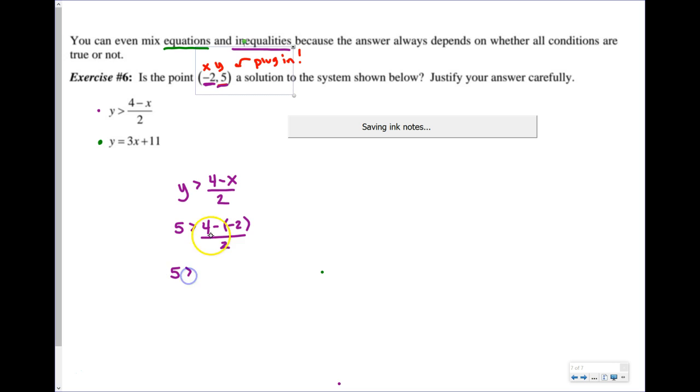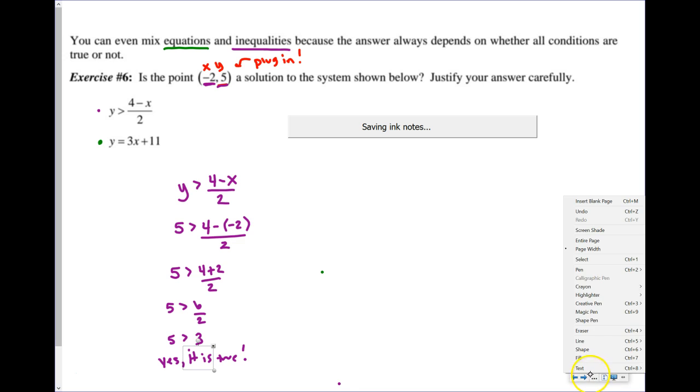Bring down the 5. 4 minus -2 becomes 4 plus 2. 4 plus 2 is 6, and 6 divided by 2 is 3. Is 5 greater than 3? Yes, it is true. So it works for the purple equation.